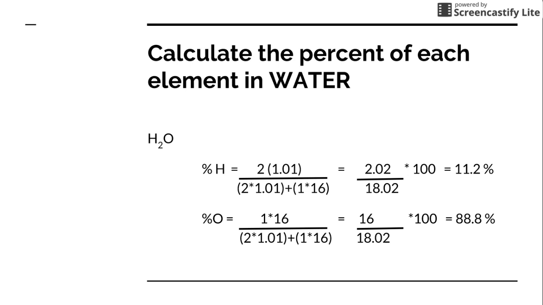Same thing with my oxygen. 1 times 16, because that is the mass of oxygen. So the top number is 16, and the bottom number is still my 18.02. So you'll notice in my percents of hydrogen to oxygen, there is a lot more oxygen in there than hydrogen because oxygen has a higher mass.